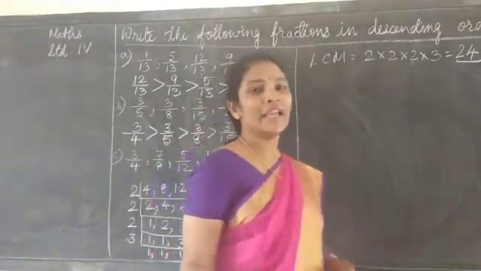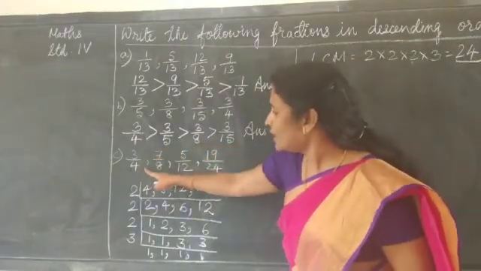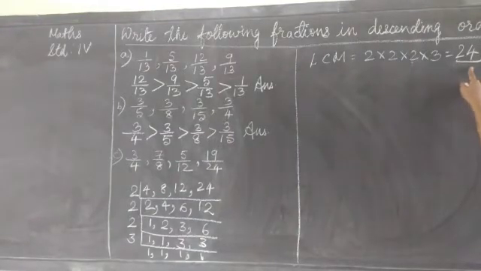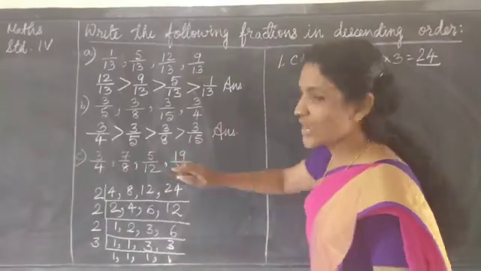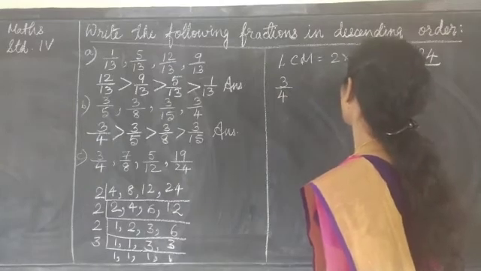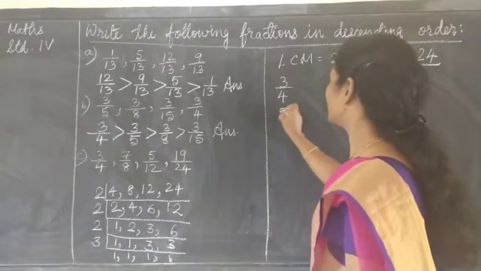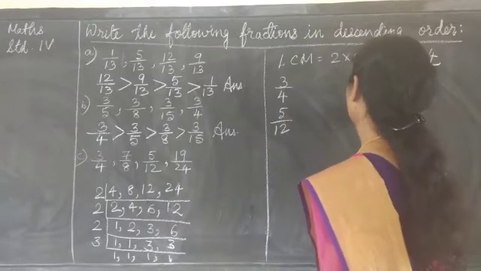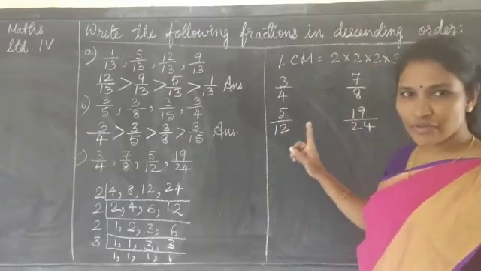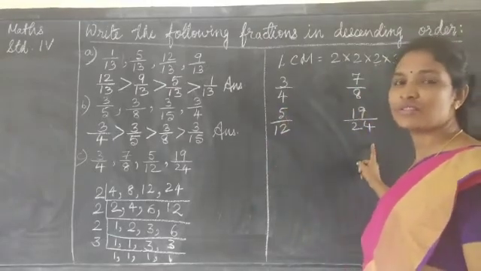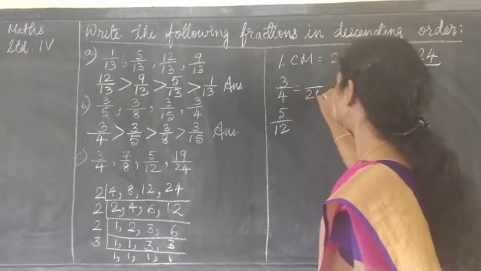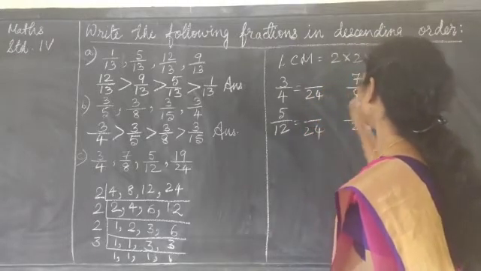We have to find equivalent fractions for all the given fractions having 24 as the denominator. Okay? Now we will write all the given fractions. 3 by 4, 7 by 8, 5 by 12 and 19 by 24. Now what we have to do? We have to find equivalent fractions for all the given fractions having 24 as the denominator. We are going to write the denominator, that is 24.